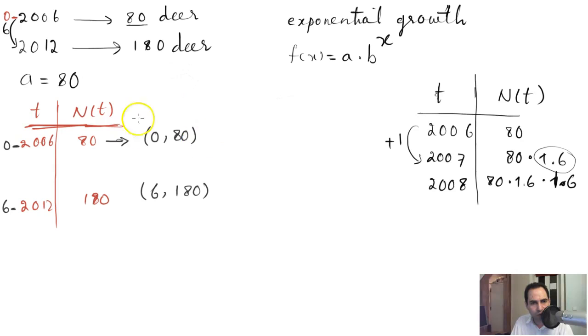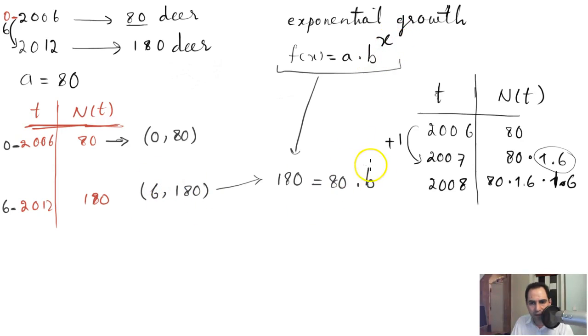So I could use one of these points, and let's see how we can use that. Basically your function is going to be something like this. I could use this point over here, which would be easier, but now let's use this one. So f of x here is equal to 180, is equal to a, which is 80, times b raised to the power 6.